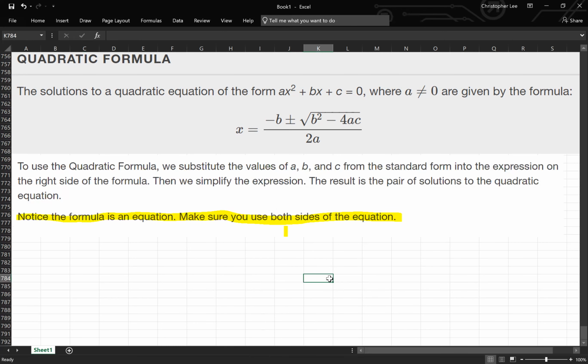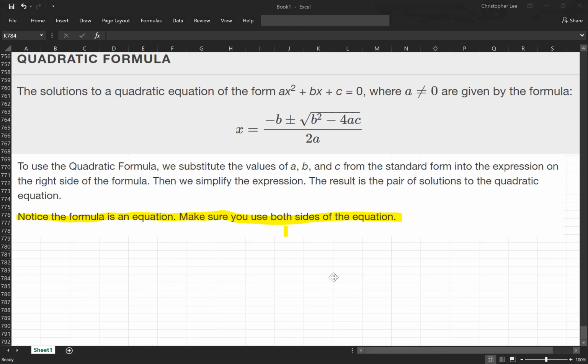So to use the quadratic formula, we substitute the values of a, b, and c from the standard form into the expression on the right side of the formula. Then we simplify the expression. The result is the pair of solutions to the quadratic equation. Notice the formula is an equation. Make sure you use both sides of the equation.